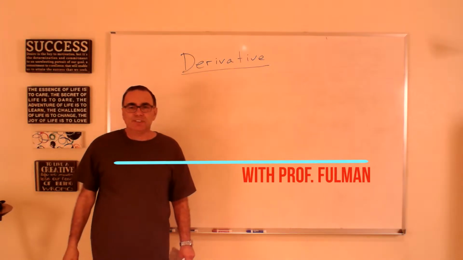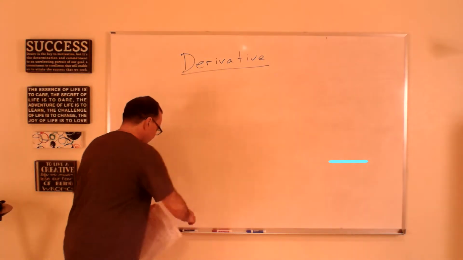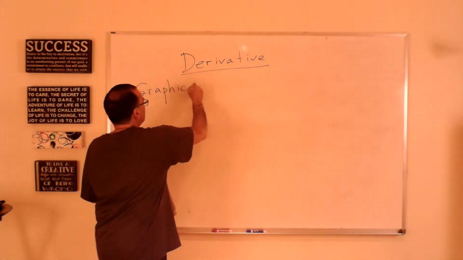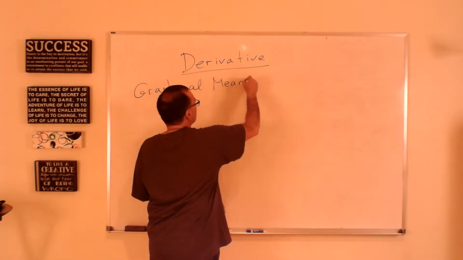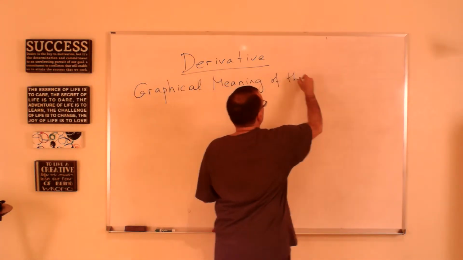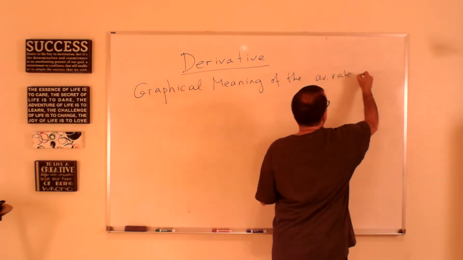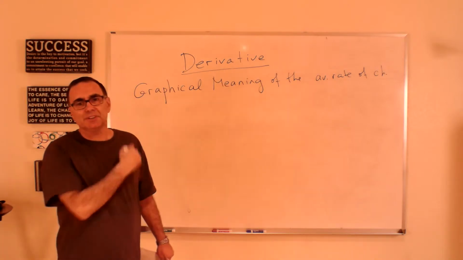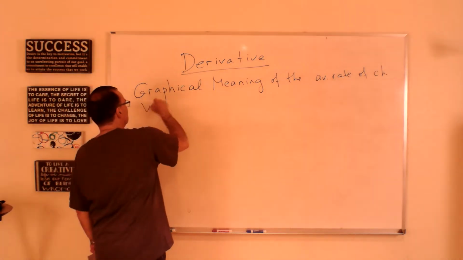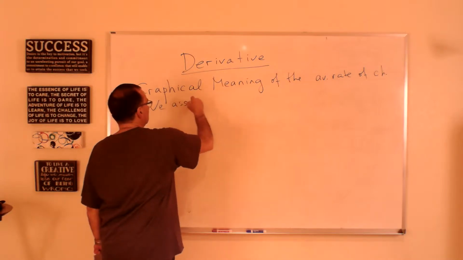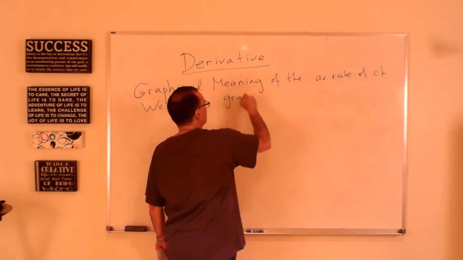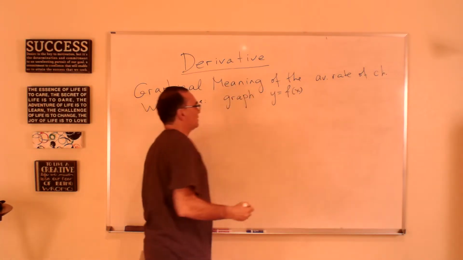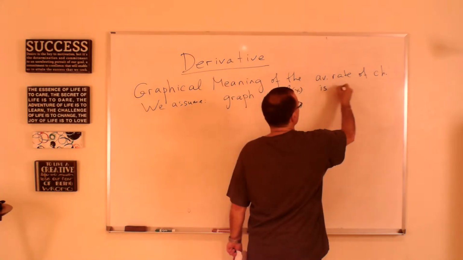Now I will talk about the graphical meaning of the average rate of change. Graphical, so we assume that the graph of the function is given. Graph y equals f of x, and a graph always starts with y equals. So this graph is given.